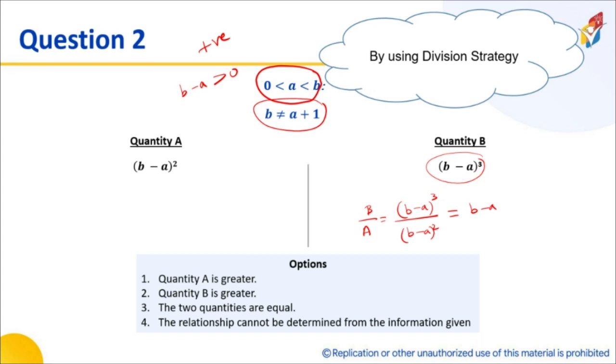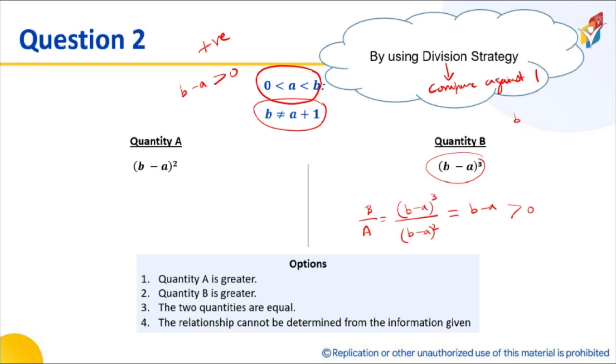Is this positive or negative? You would say, sir, this is positive, brilliant. But wait, we are using the division strategy. It means I need to compare against 1. A lot of people get this wrong here. You should always compare against 1 when you have divided. So yes, while I'm able to say that B by A is greater than 0, that is not enough. Is it more than 1 or is it less than 1? B minus A, I have no clue.